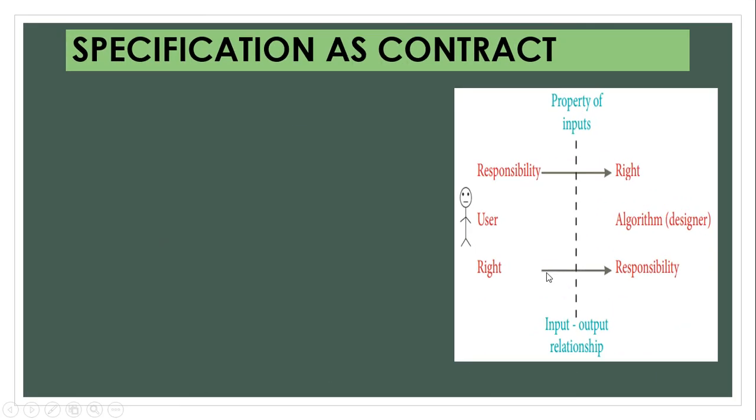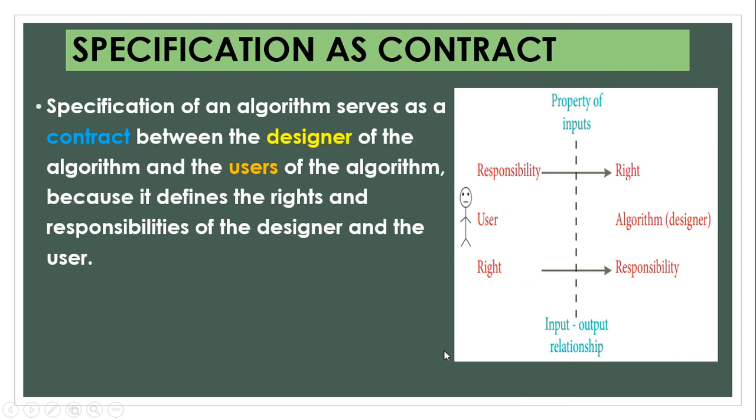Specification as a contract. Okay, so while writing an algorithm we have to make a contract. Some contract is between the user and the algorithm designer here. So what is the contract here? The specification of an algorithm serves as a contract between the designer of the algorithm and the user of the algorithm.